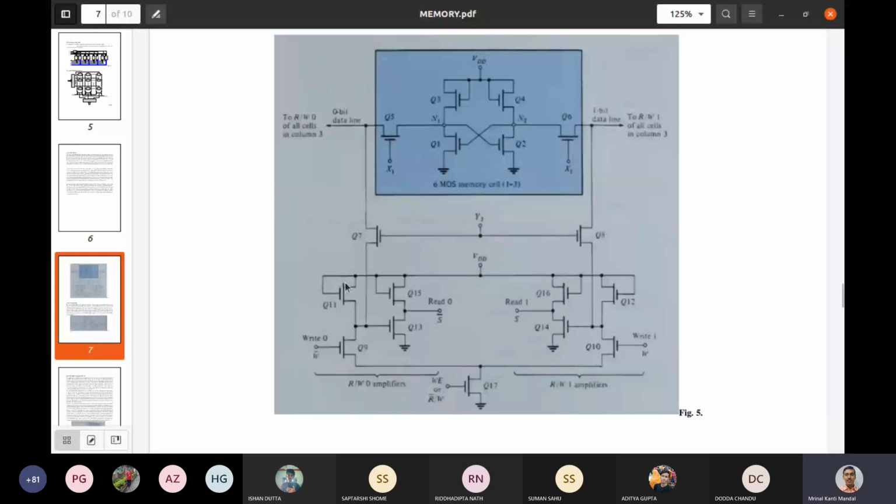So now 1 is written in the cell. That means Q2 is on, so that is what we want to sense. Under this condition, to retrieve the data, to read the data, the inputs W bar, R bar W, and W bar, these 3 inputs will be 0.